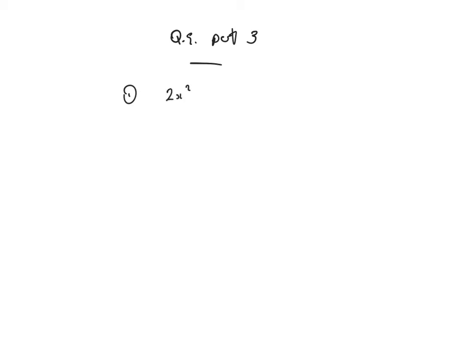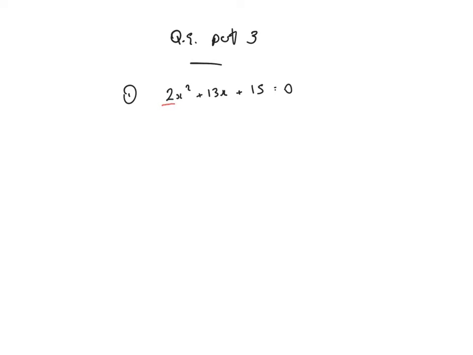2x squared plus 13x plus 15 equals 0. We need to solve this equation. This one is different because there's a 2 at the front here. Just follow the steps. Here's how you do these ones.